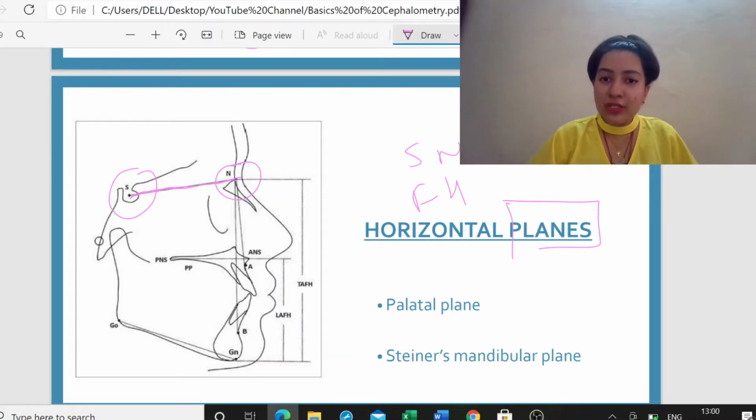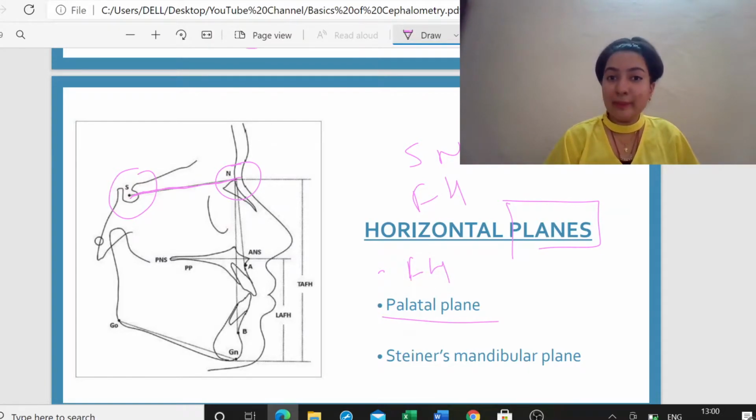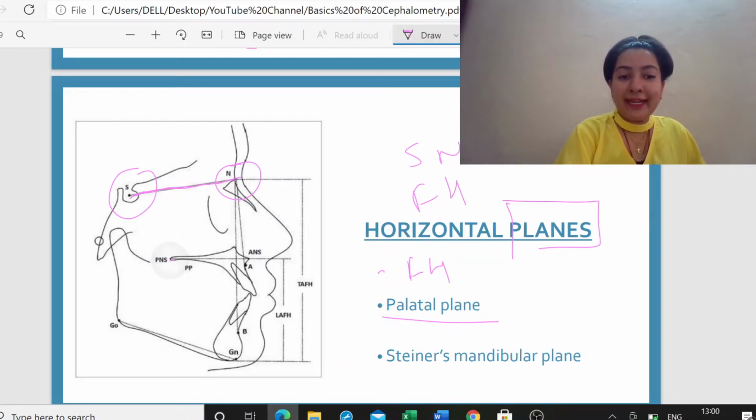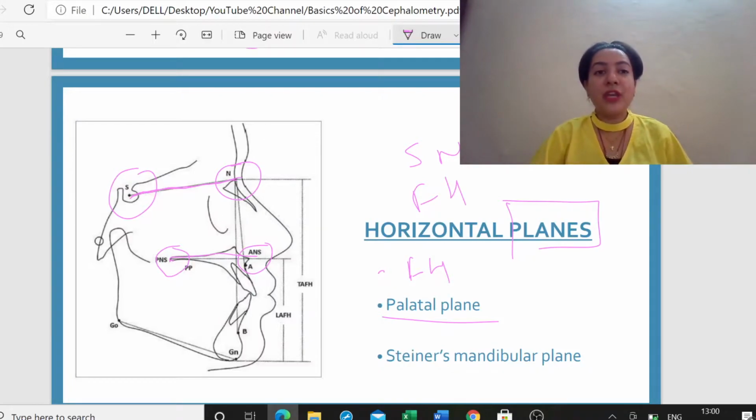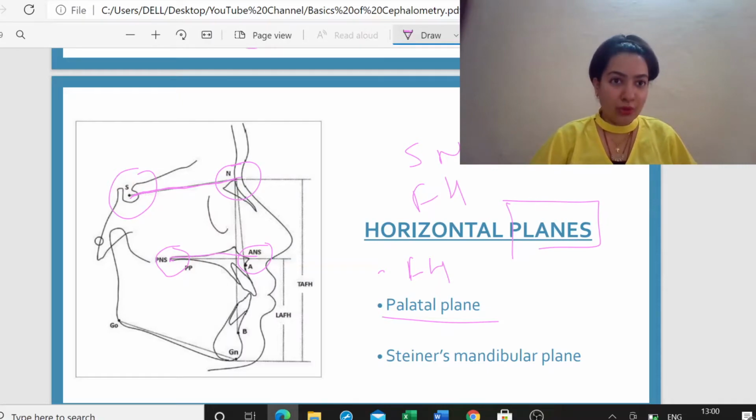The next horizontal plane which we come across, so the first plane which you get is your FH plane. Okay, next plane, palatal plane. So let us see where the palatal plane is. Now palatal plane is a horizontal plane connecting two landmarks, that is your ANS and PNS, posterior nasal spine and anterior nasal spine. That is the points from where your palate starts and where your palate ends. Okay, so that is ANS, PNS, complete definitions.